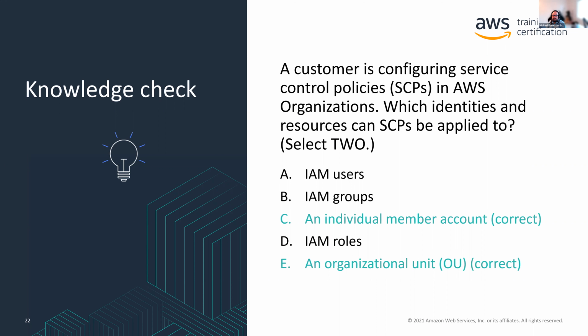It's definitely C and E. C is individual member accounts, and E is an organizational unit. By the way, you can also just apply it at the root level, so there's actually a third option.